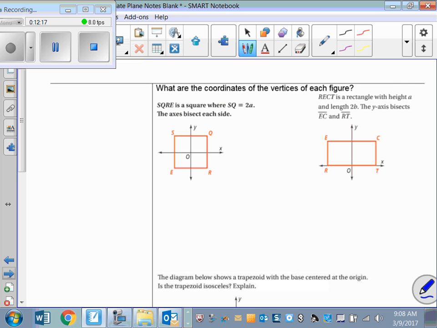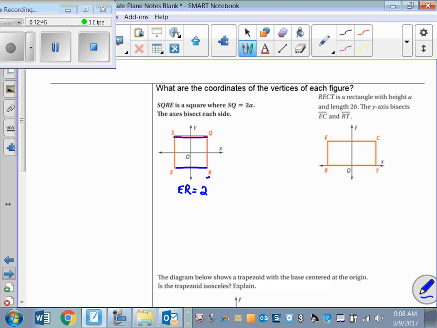SQRE is a square, okay? So I know all the sides are congruent. I know that I have right angles at each vertex. The length of SQ right here is 2a. The axes bisect each side. So we want to find the vertices. Okay, so let's think about R here. Let's start with R.